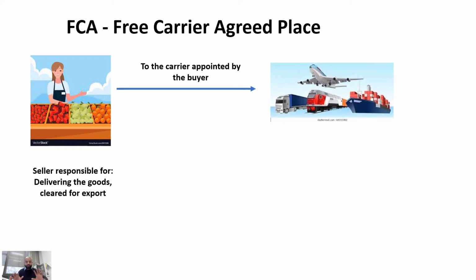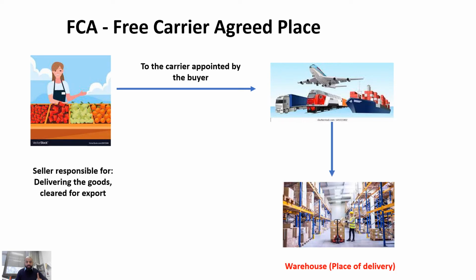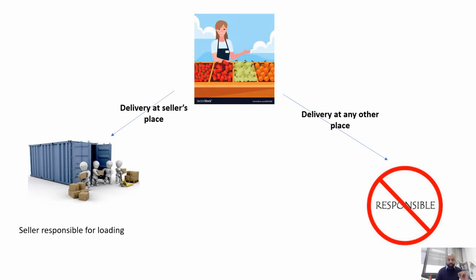So these are examples of the carriers, of course. And in this term, the place of delivery is very important. The place of delivery can be, in the example that I have used, a warehouse. So if the delivery is at the seller's premises, then he or she is responsible for loading. However, if the delivery occurs at any other place, the seller is not responsible for unloading. This term can be used for all modes of transport as well as multimodal transport.